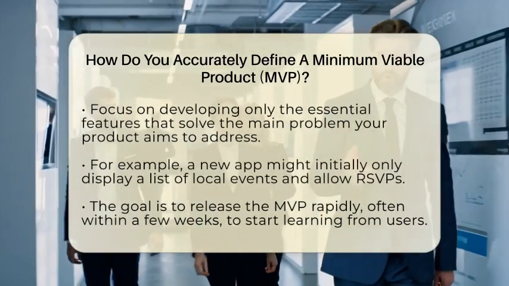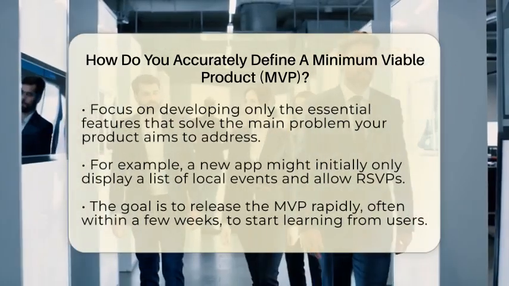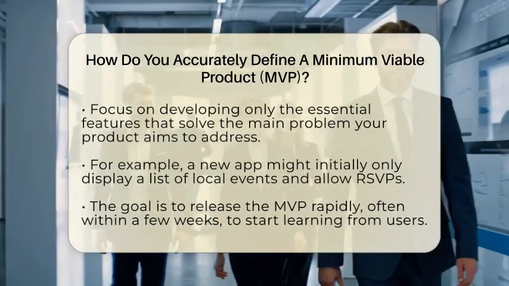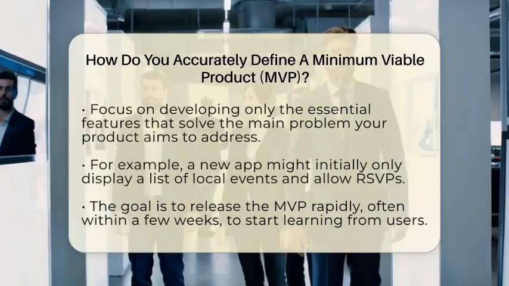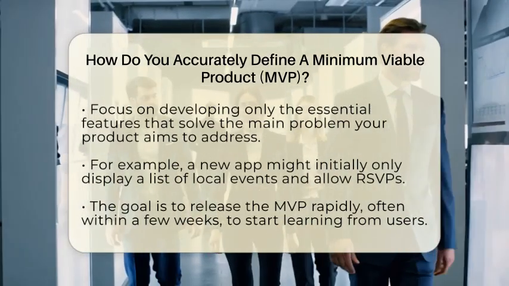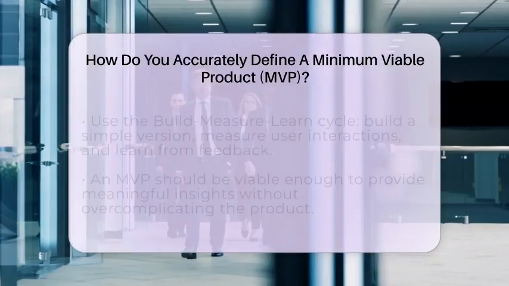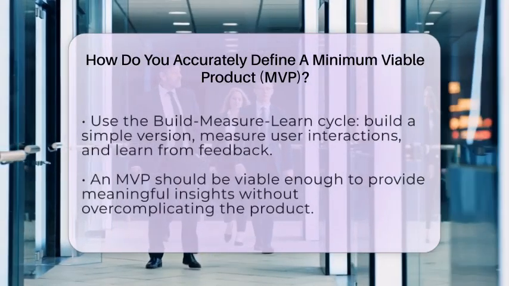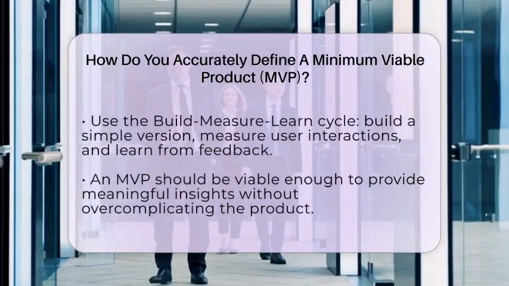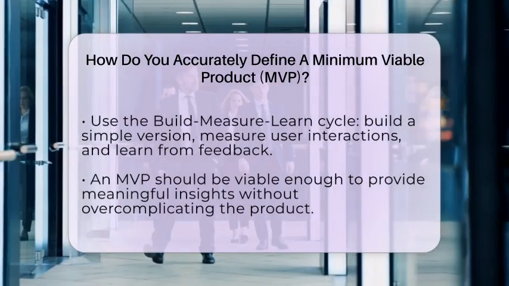Using the build, measure, learn loop, you build the simplest version, then measure how users interact with it. Do they find it useful? Are they engaging with the core feature? Based on their feedback, you learn what to improve or change. This cycle keeps your development focused on what customers actually want, not what you think they want.